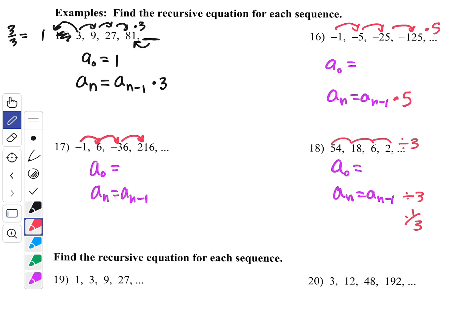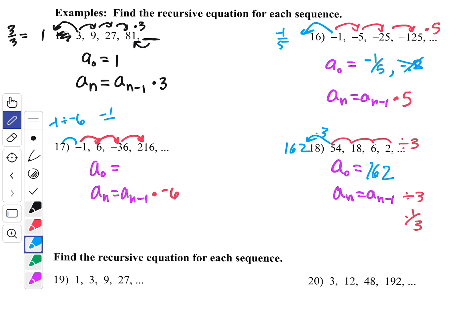-1 to 6 to -36 to positive 216. Okay, we're timesing by a negative number, and it's a -6. Then to go back, -1 divided by 5, -1/5. Now I could put -0.2, but just leave it as the fraction. Make life a little easier. Okay, 54 times 3 is 162. -1 divided by -6 is -1 over -6, which is 1/6.